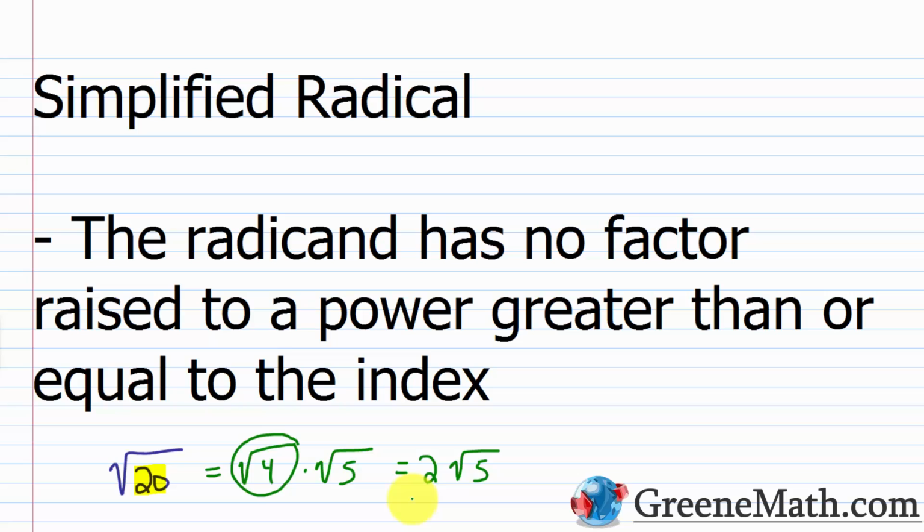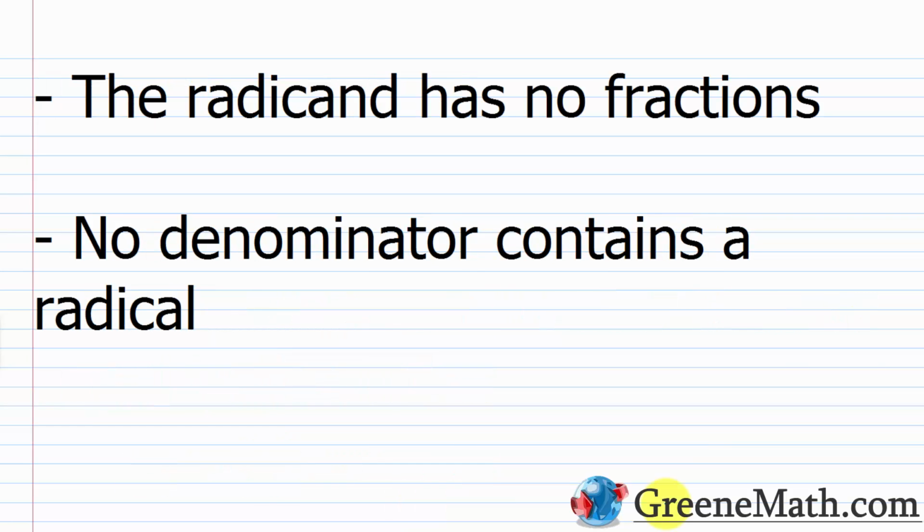If you had a cube root, then you don't want any factor of the radicand to be a perfect cube. If you had a fourth root, you don't want any factor of the radicand to be a perfect fourth, so on and so forth. All right, the next item on the list: the radicand has no fractions. We learned about the quotient rule for radicals. That's how we can deal with that.